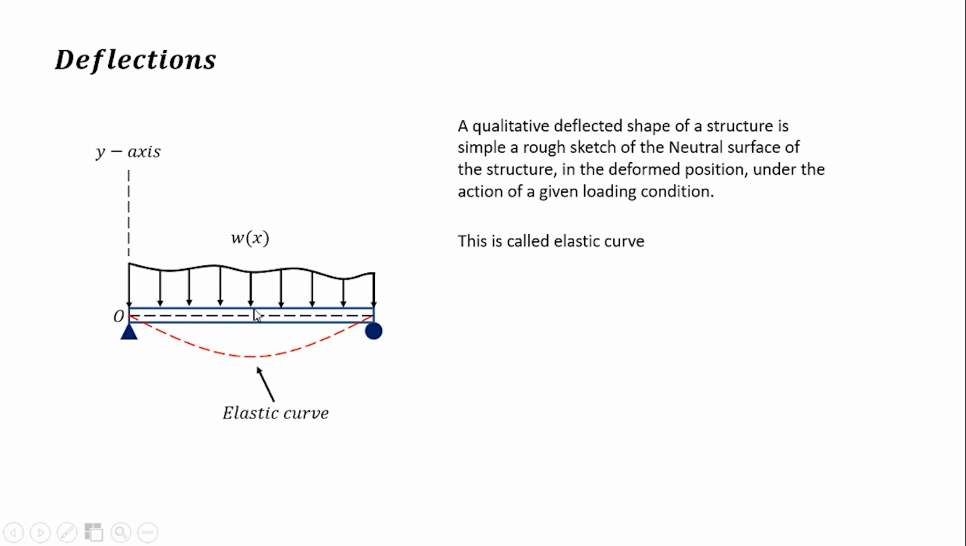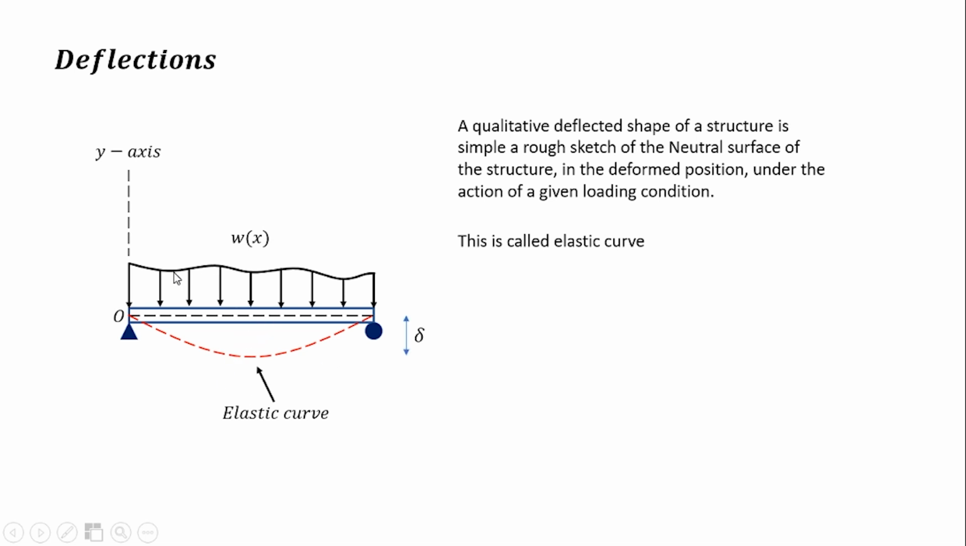So, initially, kung wala tayong load sa beam, itong kulay black na broken lines, that is the initial neutral axis. But if we apply a load for this beam, magkakaroon tayo ng new or final neutral axis na ang tawag natin is the elastic curve of our beam. So, itong kulay pula, exaggerated lang yan. Actually, yung deflections natin for our beam is very small lang.